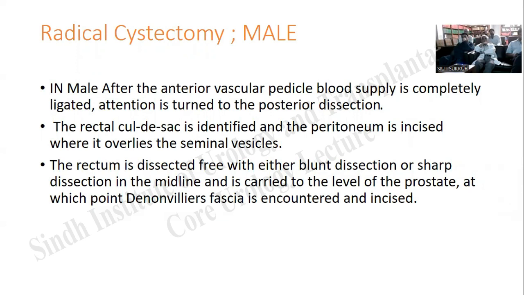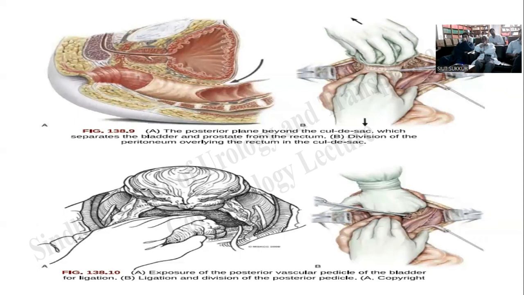In male, after the anterior vascular pedicle blood supply is completely ligated, attention is turned to the posterior dissection. The rectovesical cul-de-sac is identified, and the peritoneum is incised where it overlies the seminal vesicles. The rectum is dissected free with either blunt dissection or sharp dissection in the midline, and is carried to the level of the prostate, at which point Denonvilliers fascia is encountered and incised. This is the diagrammatic representation. This is the prostate, this is the bladder, and this is the cul-de-sac space, and this dotted line is the fascia that is incised here in this diagram.